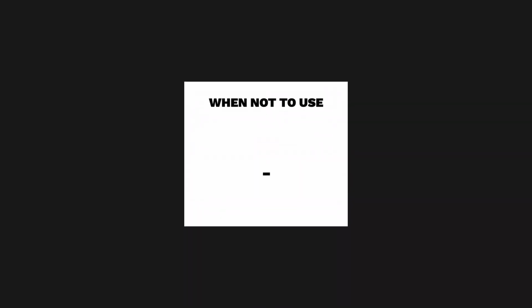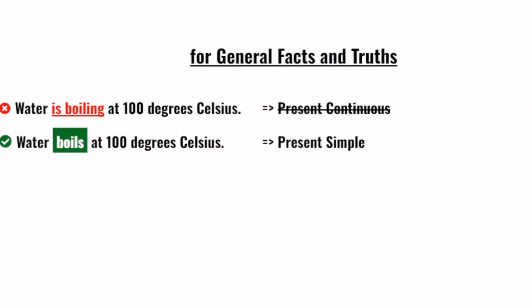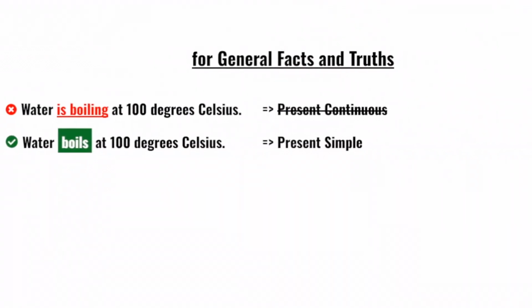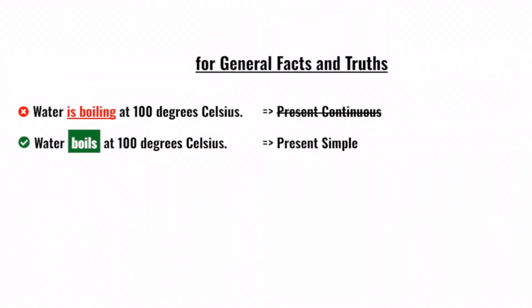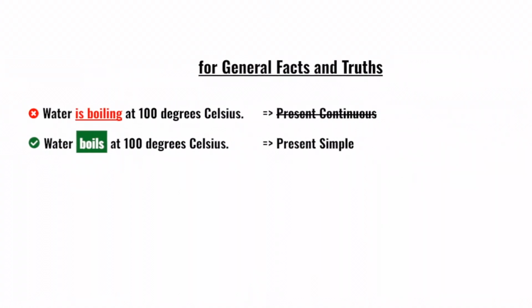General facts and truth. By the way, if you want to state general facts, present continuous is not appropriate for that. Use present simple. For example, water is boiling at 100 degrees Celsius. It's wrong. Instead, you would want to use present simple tense. Water boils at 100 degrees Celsius.